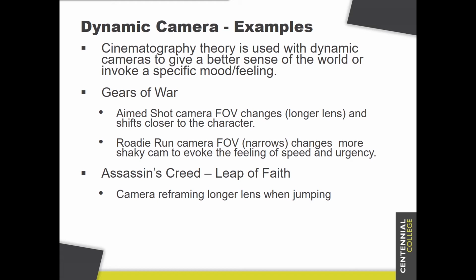There's a couple of great examples on here, and some of these are older again. So in Gears of War, as an example, when we talk about the idea of an aimed shot, the camera changes from this wide field of view into a more narrow field of view, like a longer lens. And all the action shifts closer to the character. So if they were aiming at someone, we shift in closer to that character. And we get this zoomed in look. And this makes us feel a sense of urgency as we look through this. We're really experiencing what it's like to look through a scope.